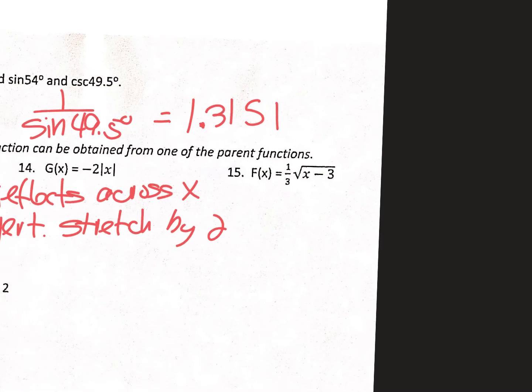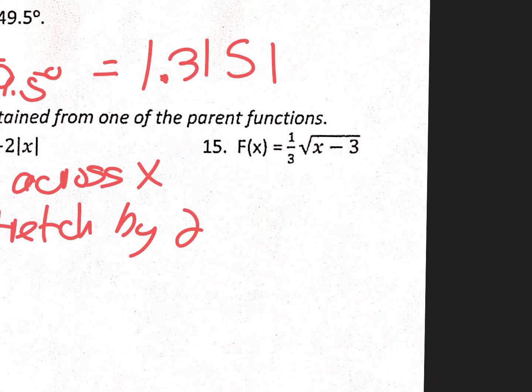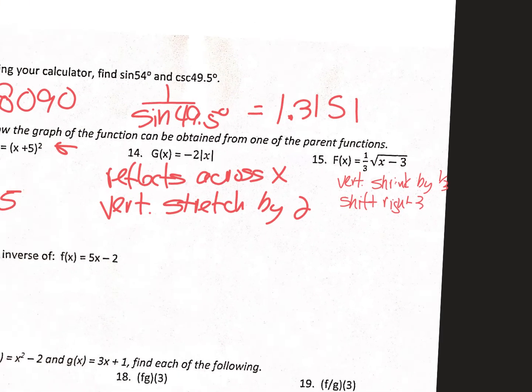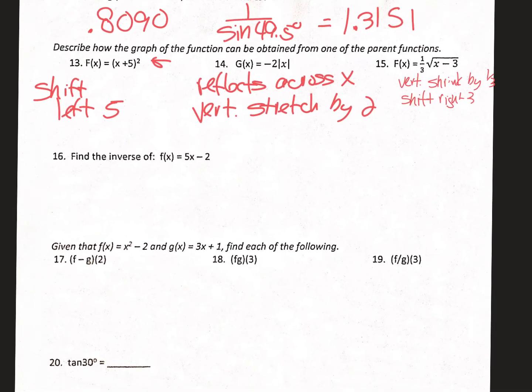All right, number 15. 15 has a 1/3 in the front. Instead of a vertical stretch, that's going to be a vertical shrink by 1/3. And because the -3 is inside, that's going to be a shift. Remember, opposite of what you think. Shift right 3. Okay, so remember all those gestures we did. The gestures get you through all of that.